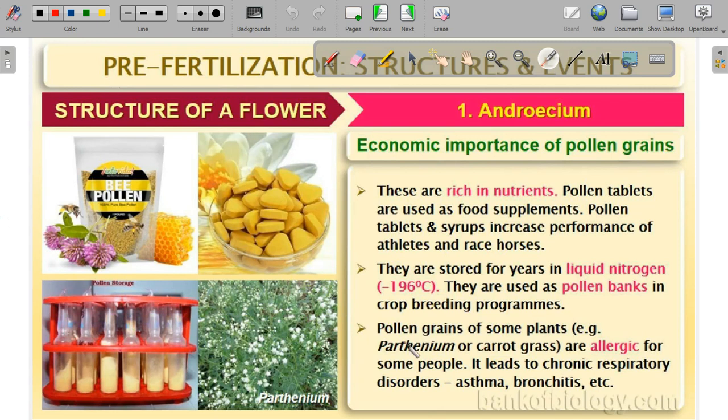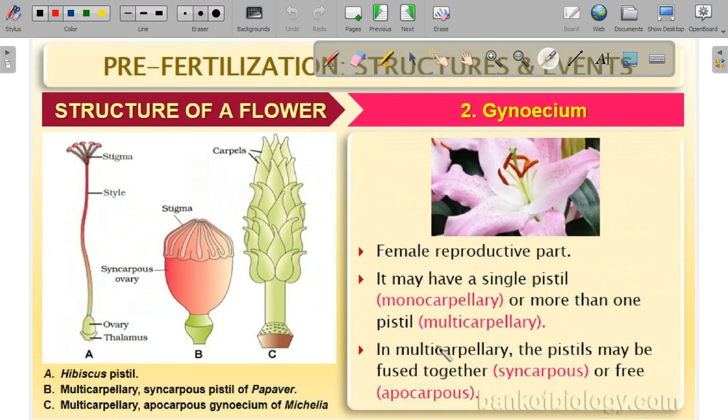So pollen grains of some plants, like Parthenium and carrot grass, are allergic for some people. It leads to chronic respiratory disorders like asthma and bronchitis. This time for mock 3 or mock 4, I asked the students about this Parthenium only, but they were not able to answer. Then I told them the page number, then they identified it and they have learned, but they're not able to write it in the examination. Now, that's all about the male part.